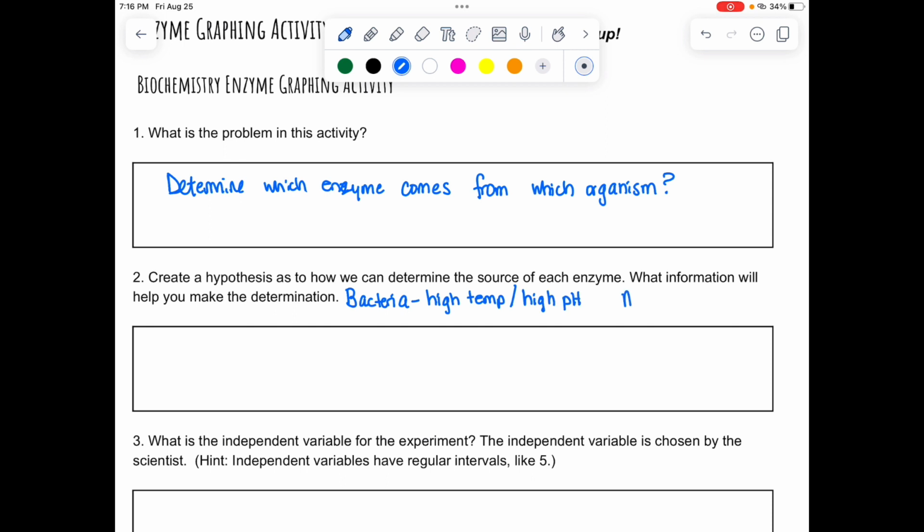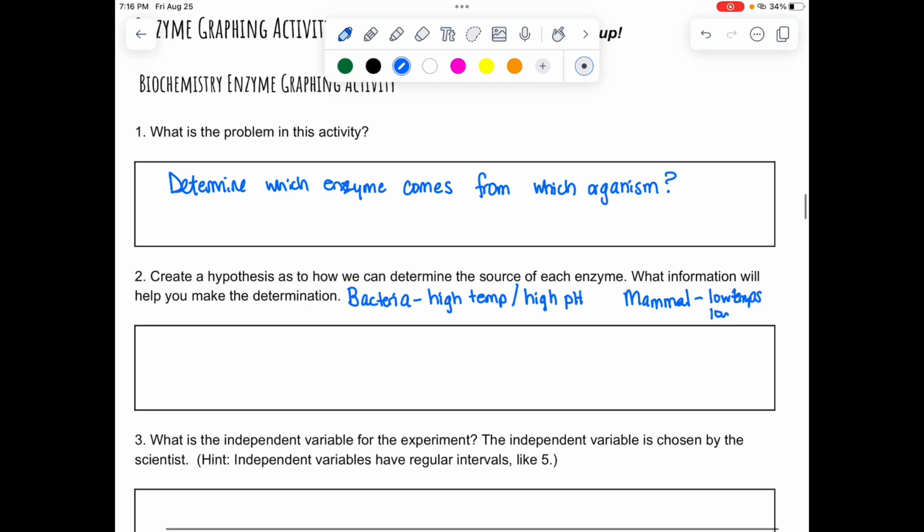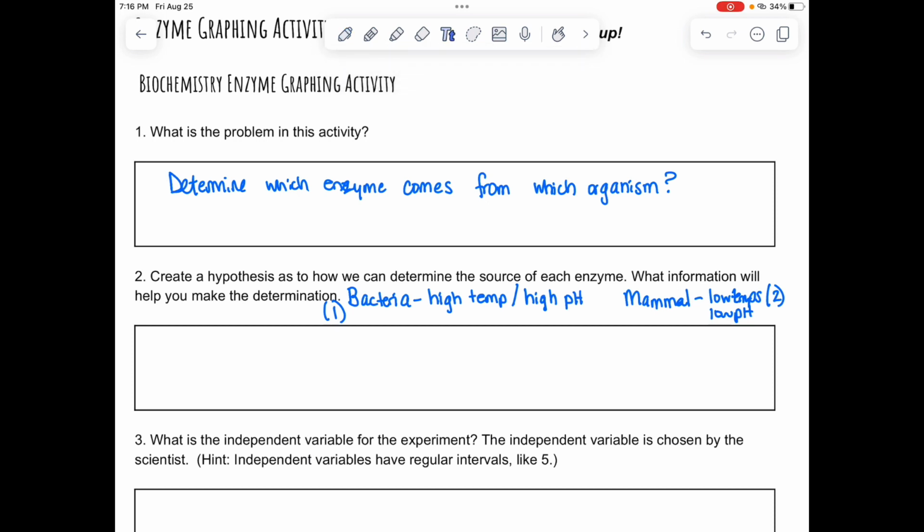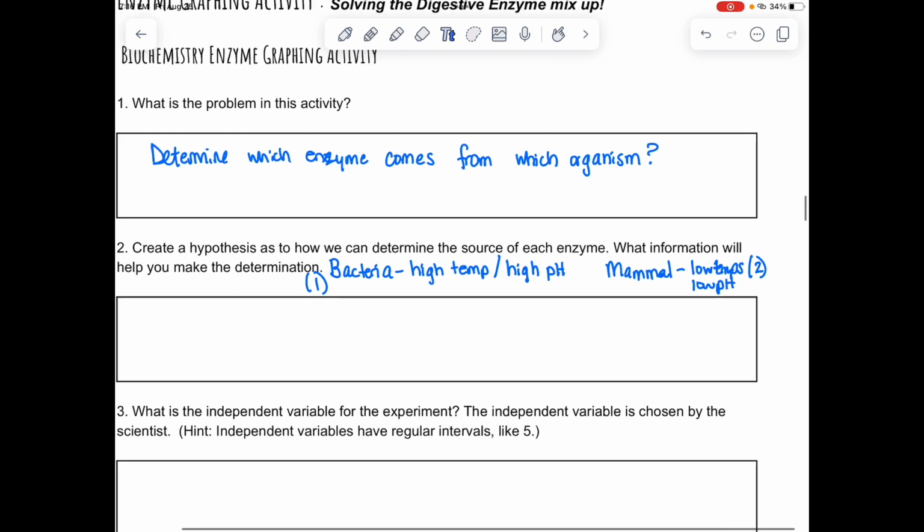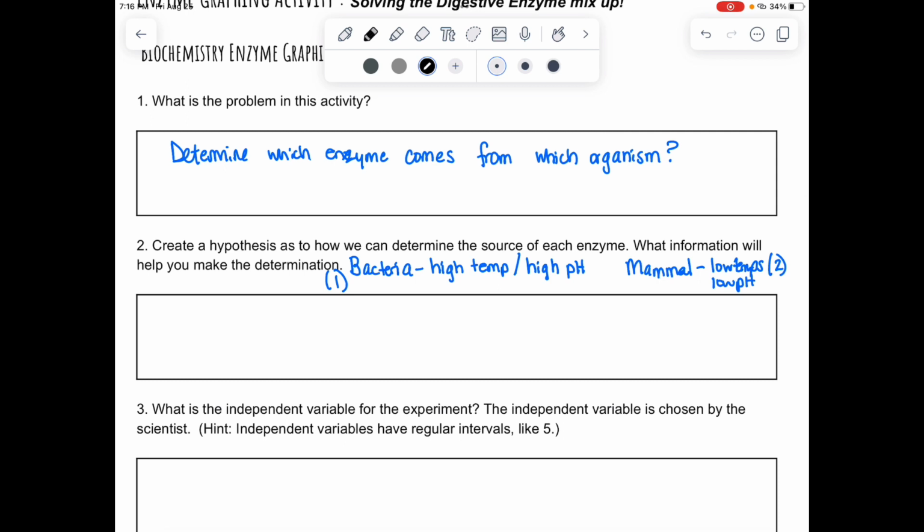If it comes from the mammal, which lives on the edge, the mammal is going to have lower temperatures and lower pH. And we're going to have 2 of our enzymes that come from the mammal and 1 that comes from the bacteria. So for our hypothesis, remember a hypothesis is going to be a prediction. So how are we going to figure this out?